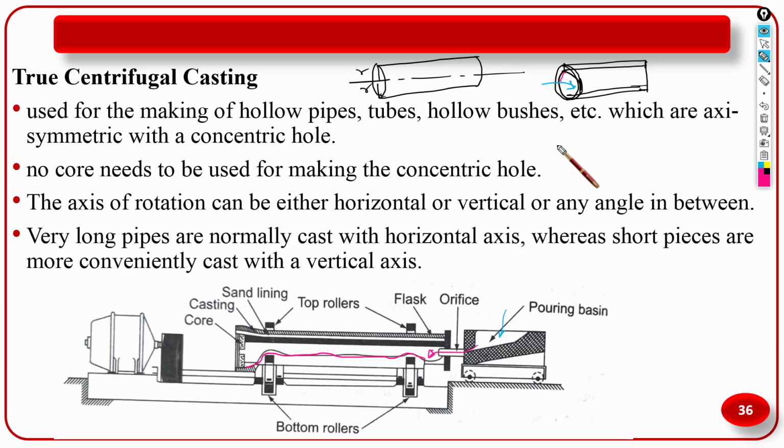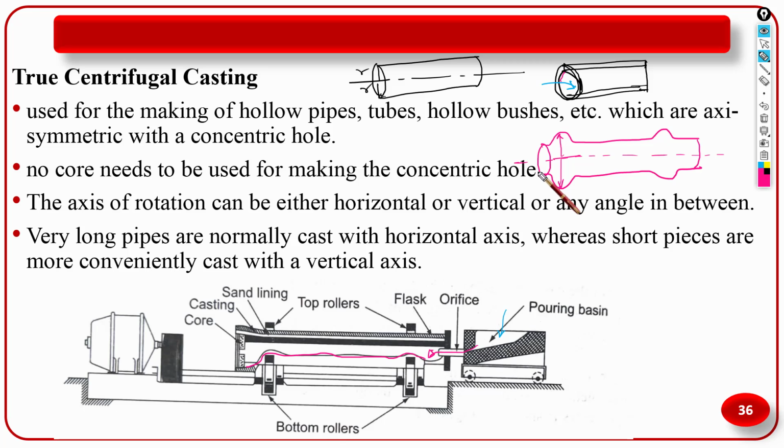Now this pipe may have different kinds of shapes also, like this kind of shape. This is a pipe. This is a pipe. So this also can be cast. So any shape which is axis symmetric. Axis symmetric means this distance and this distance from the central line should be the same. So any shape like this can be cast by true centrifugal casting.